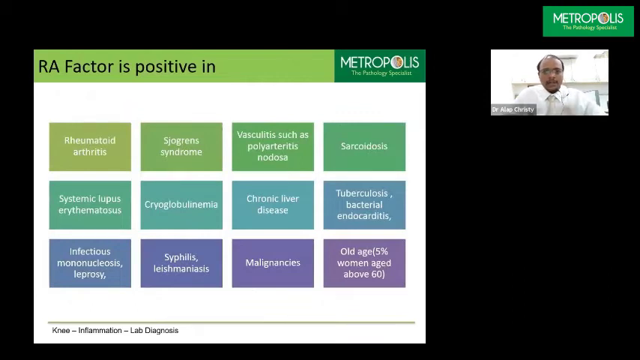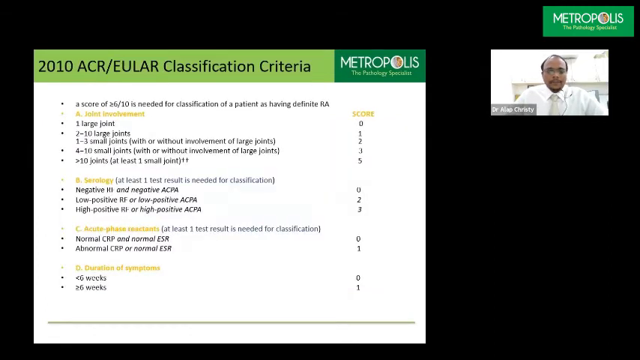Now, these are other conditions like, as I told, Sjogren syndrome, vasculitis, cryoglobulinemia, chronic liver disease, sarcoidosis, malignancies. So these are some of the tests in which RA factor is positive. So I would want to say that RA factor is very useful for arthritis. However, we have to always rule out other conditions which can be associated with increased RA factor.